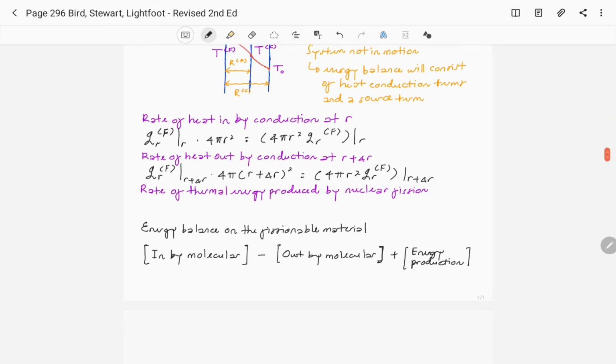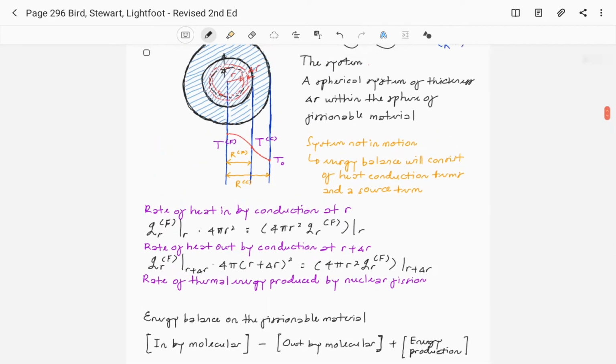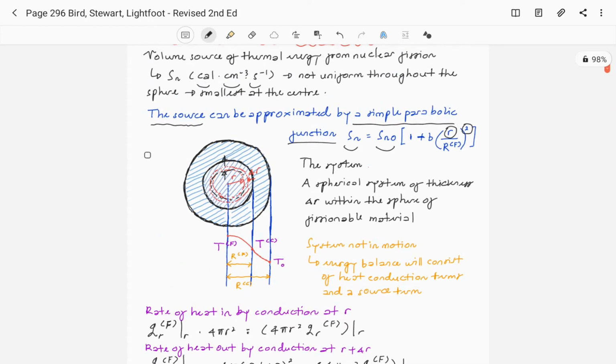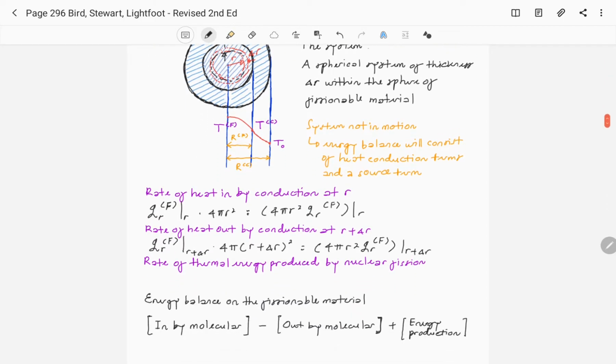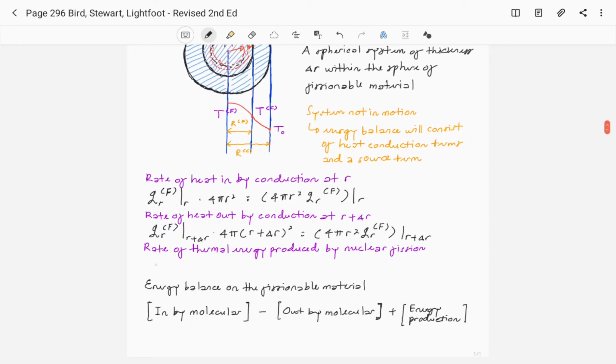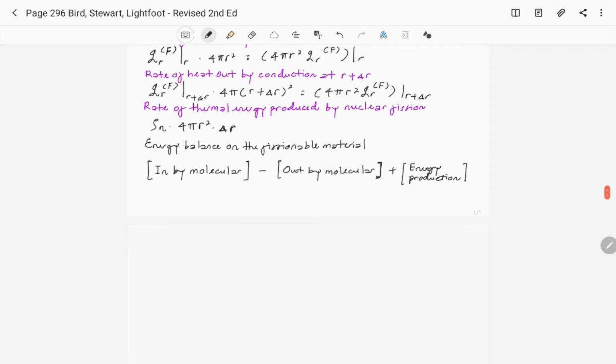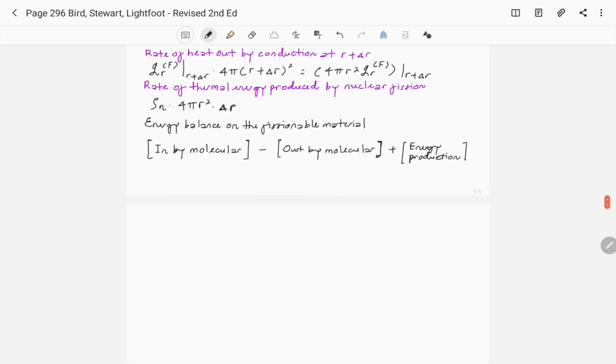Then the rate of thermal energy produced is this Sn, which is per unit volume. So we need to multiply by the volume of the spherical shell element, which is 4 pi r squared multiplied by delta r. Then we can substitute these terms into the energy balance of the fissionable material.